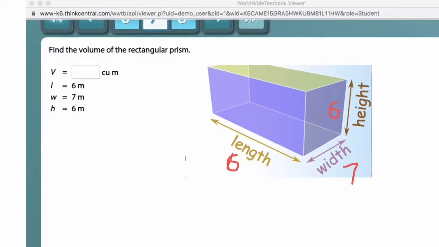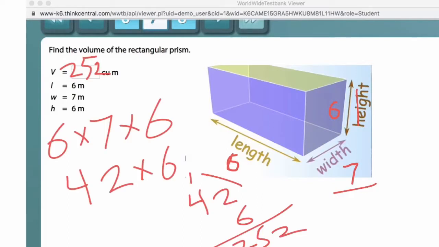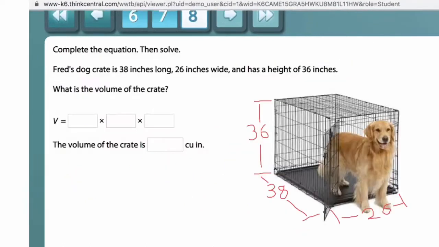Straightforward volume problem. 6 by 7 by 6 equals what? So multiplying 6 by 7 by 6, you get 42 times 6, which is the same as 252. So the volume of this rectangular prism would be 252 cubic meters.